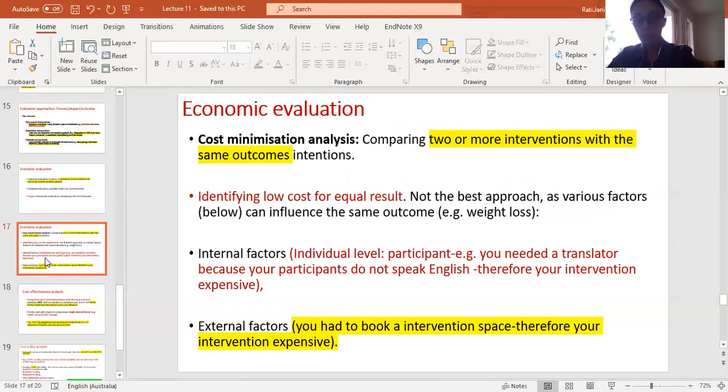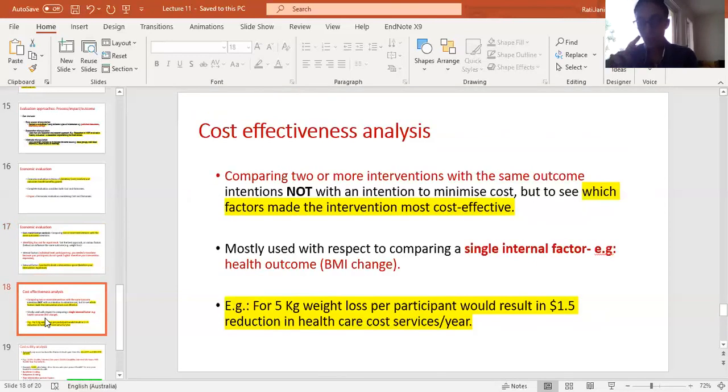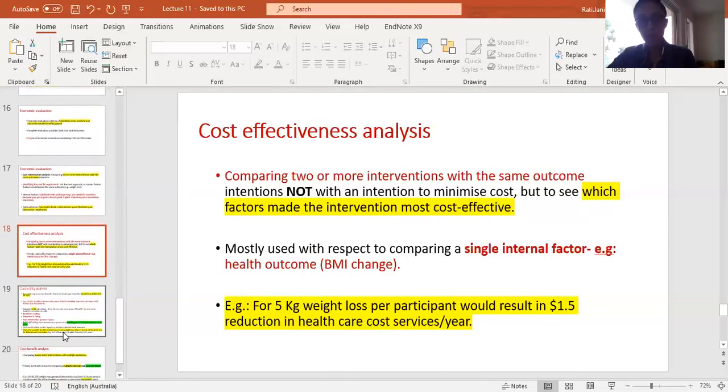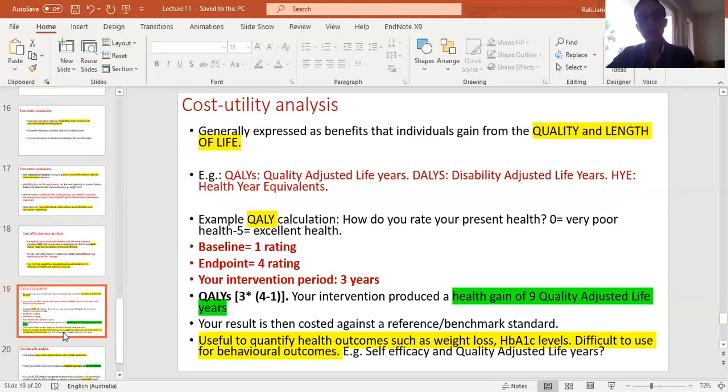The difference over here, in cost minimization analysis, is no variable constant, you're just looking at the end result. All right. But over here, you're trying to keep one variable constant. Still, it is not the best way to do an economic analysis or evaluation. So now you have cost utility analysis. Cost utility analysis, I'll just take the screen up.